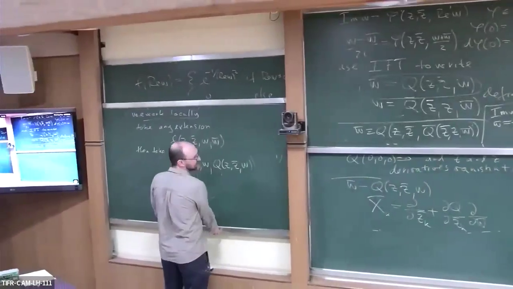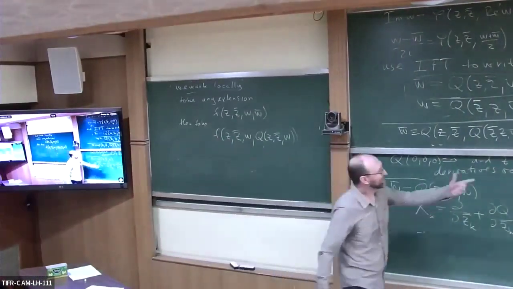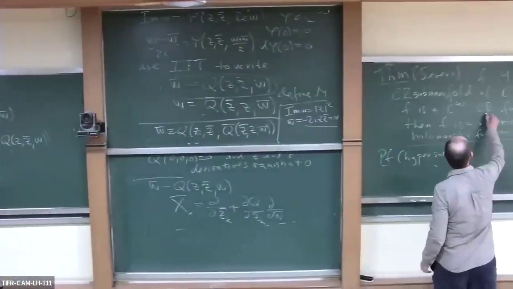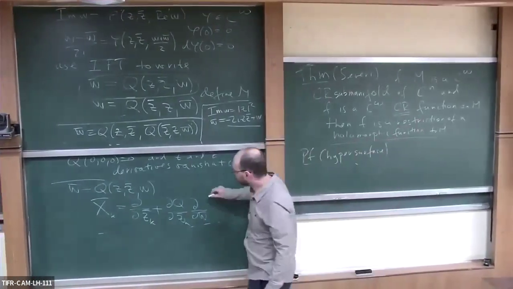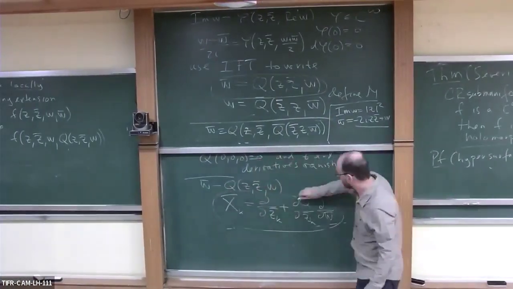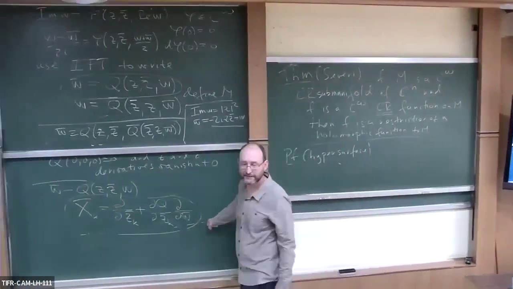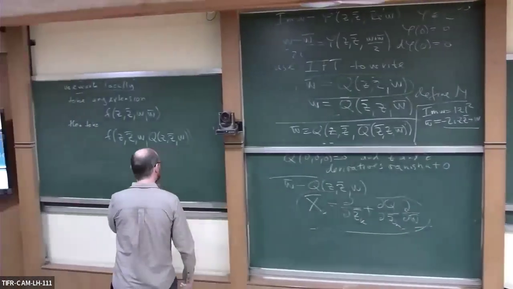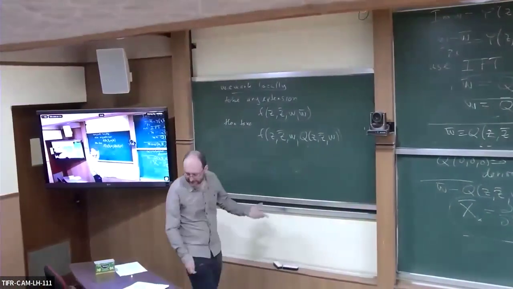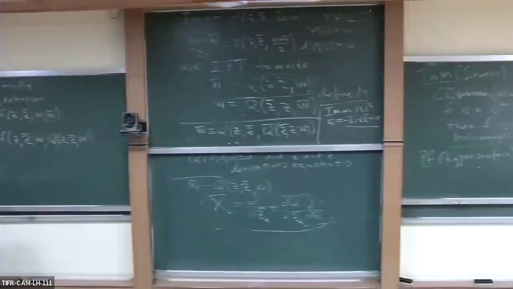But now we apply something that we haven't used yet, which is that it's a CR function. That's what we have to use. We have this nice basis of the CR vector fields, right? So we apply the CR vector fields, and we have that on M.